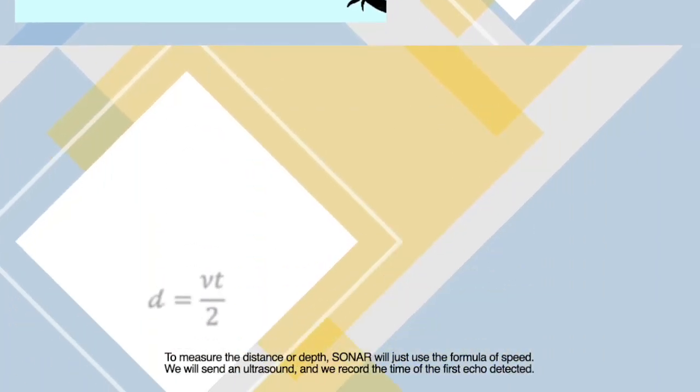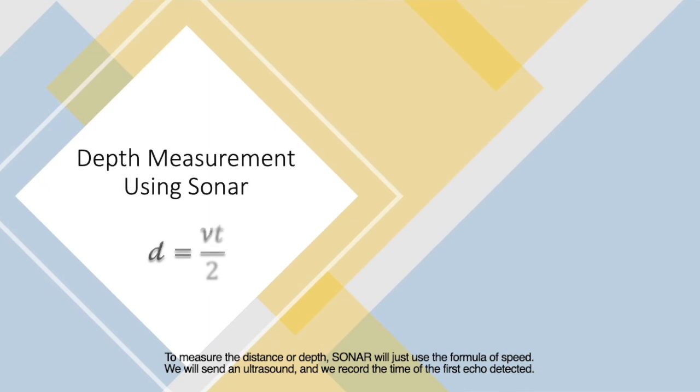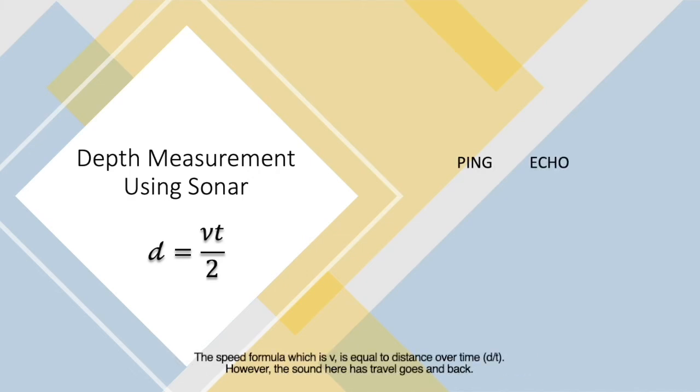To measure the distance or depth, sonar will just use the formula of speed. We will send an ultrasound and then we record the time for the first echo detected. The speed formula, which is V, is equal to the distance over time, d over t.